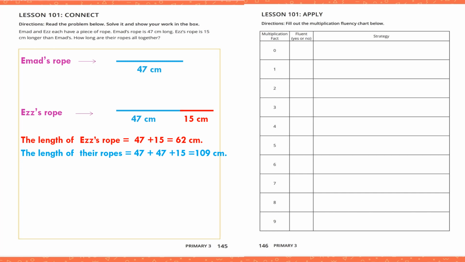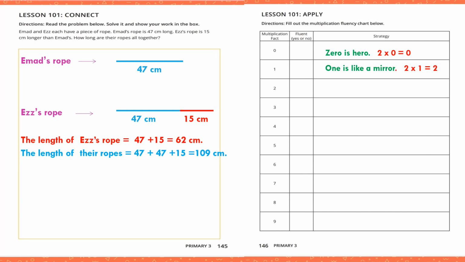Now, let's move to the applying part and revise the multiplication strategies. Okay, we always say 0 is here. Why? Because any number multiplied by 0 equals 0. 2 times 0 equals 0. 1 is a mirror, because any number multiplied by 1 equals the same number. Like 2 times 1 equals 2.